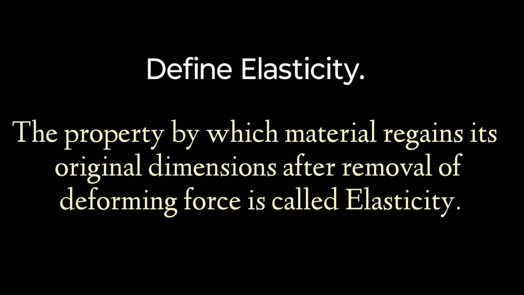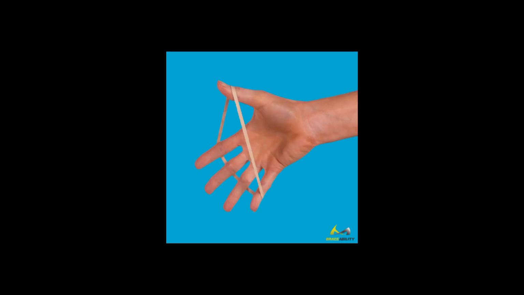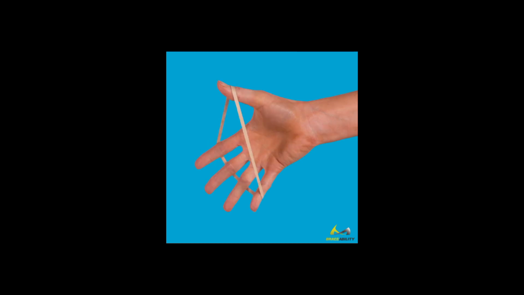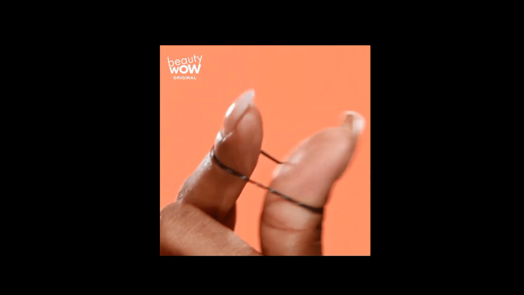First question will be asked: define elasticity. In this question you are supposed to say the property by virtue of which the material regains its original dimension after removal of deforming forces is called elasticity. For instance, whenever you are stretching an elastic rubber band, you are applying force and that's why the length is increased. But whenever you are removing those forces, it gets back to its original dimension. So this can be given as the example of elasticity if in case they ask you.